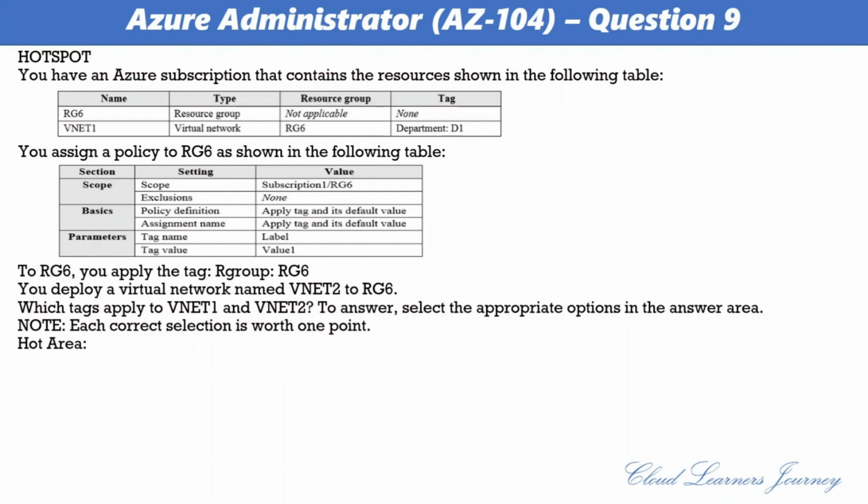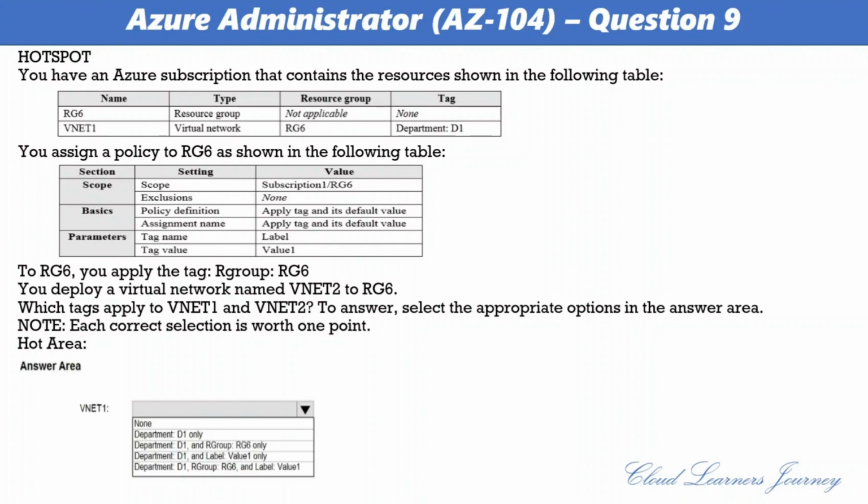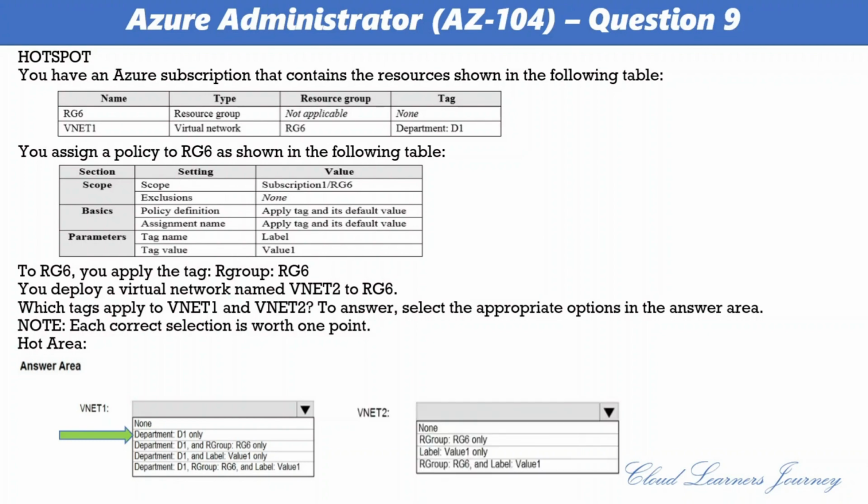You deploy a virtual network named VNet2 to RG6. Which tags apply to VNet1 and VNet2? To answer, select the appropriate options in the answer area. In the answer area for VNet1, the option is department D1 only. And for VNet2, the option is label value 1 only. Tags applied to a resource group are not inherited. By default, this assignment of a newly created policy will only take effect on newly created resources. Existing resources can be updated via a remediation task after the policy is assigned.